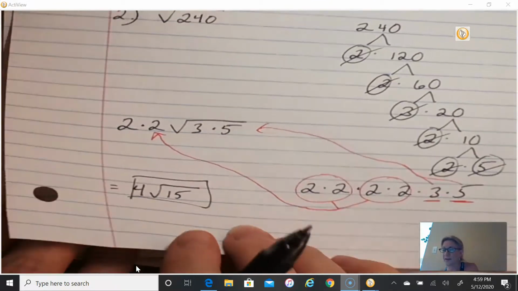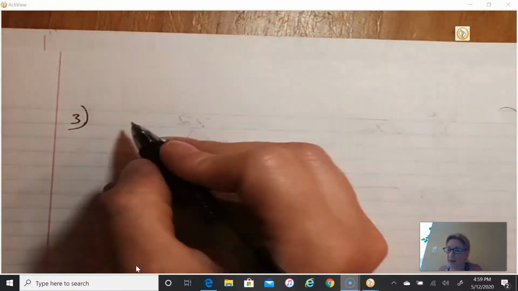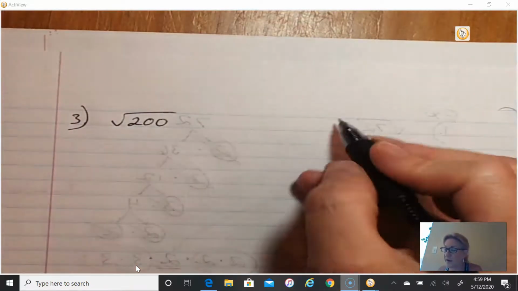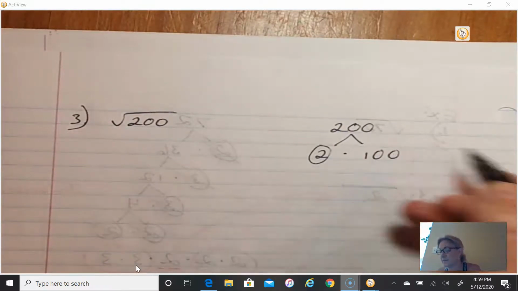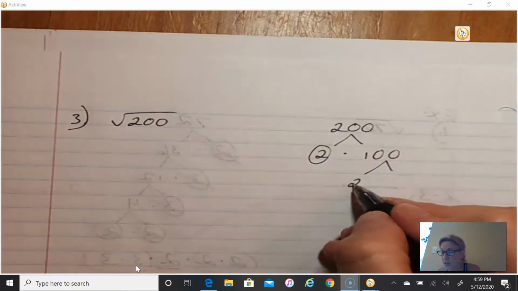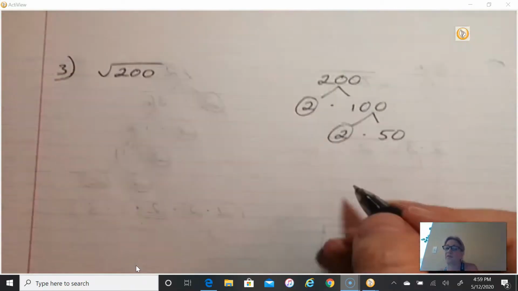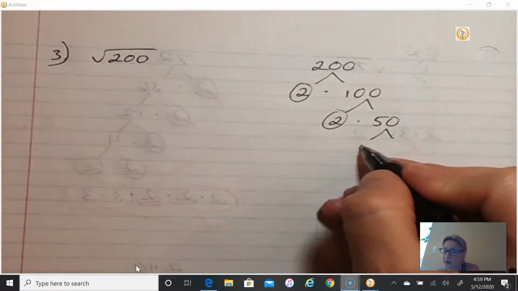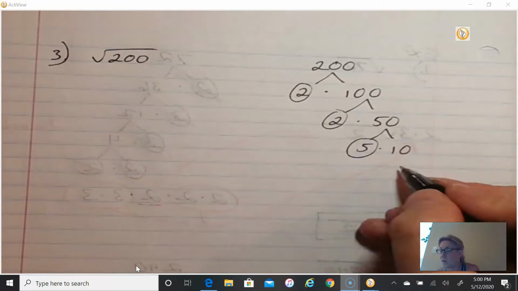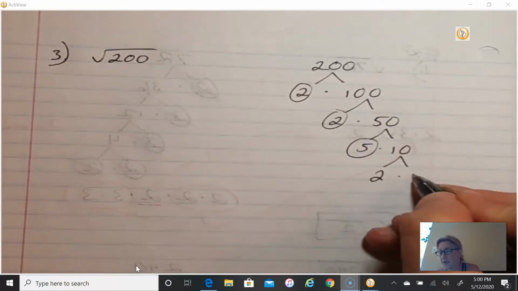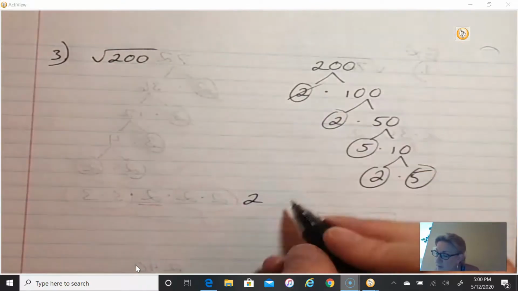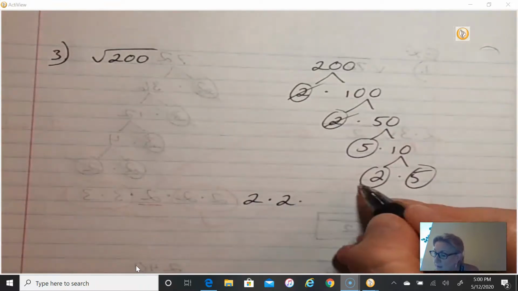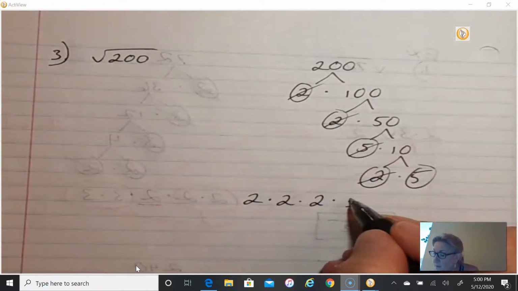All right, I got 2 more, and then I'm setting you free. All right, number 3. Square root of 200. All right, here we go. Factor tree. 2 times 100 gives me 200. 2 times 50 gives me 100. Circle those primes. 5 times 10. Circle your prime. And then 2 times 5 gives me 10. So circle. All right, 2 times 2 times 2 times 5 times 5.